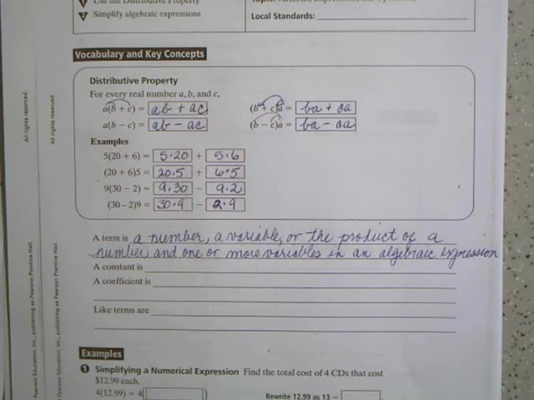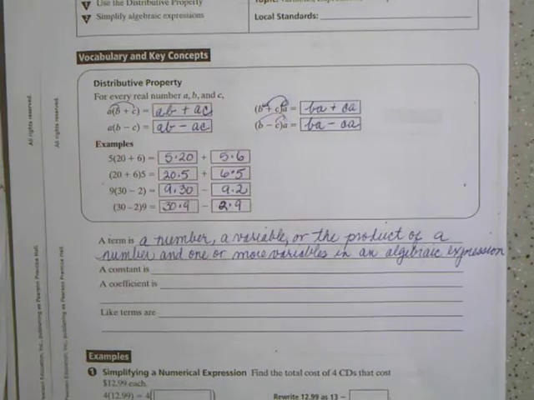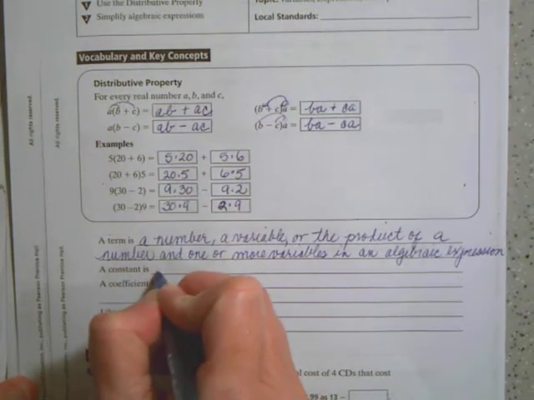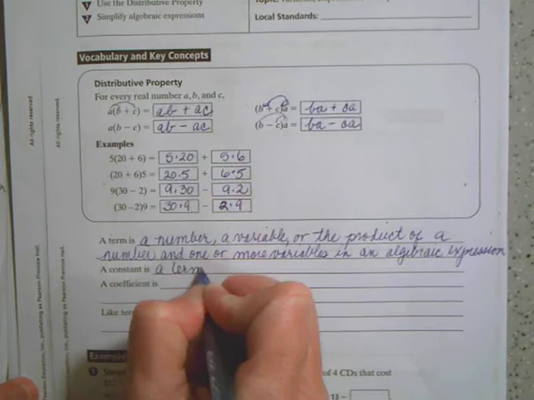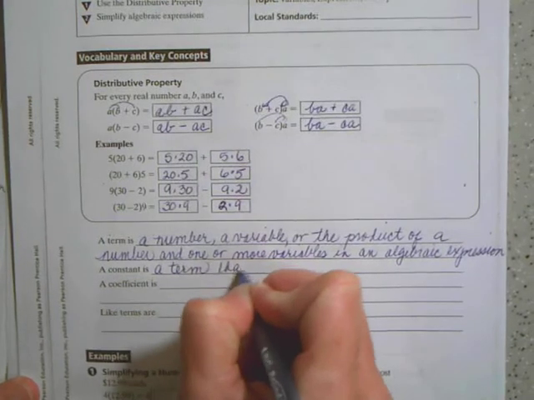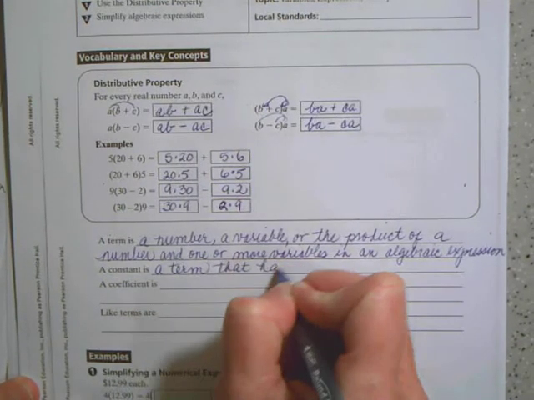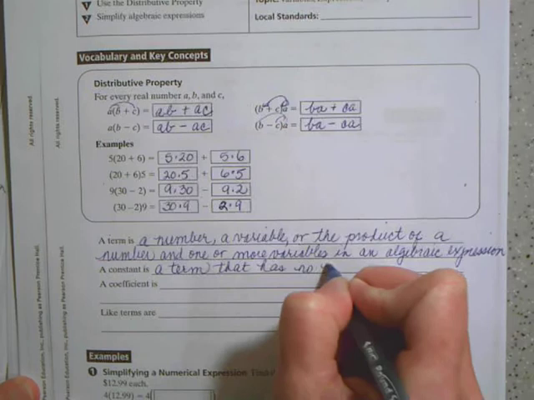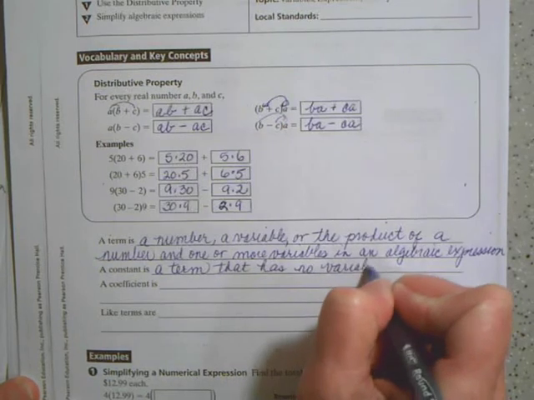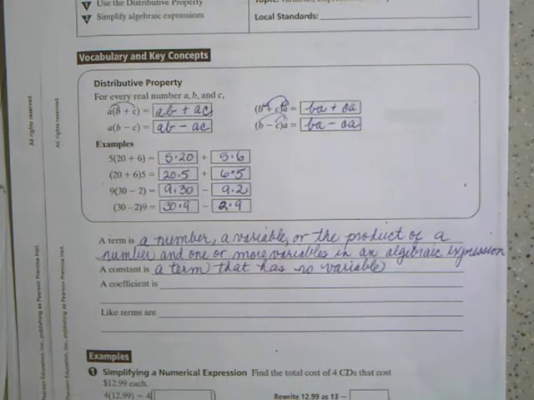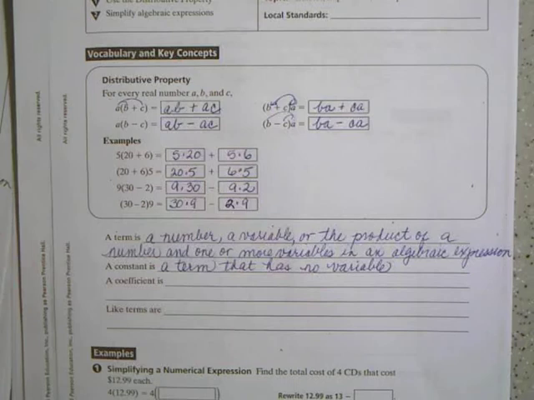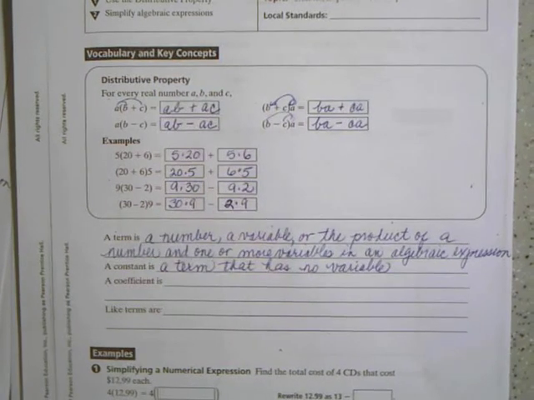in an algebraic expression. A constant is a term that has no variable. Okay, so the number 5 is a constant. Pi is a constant. They have no variables attached.